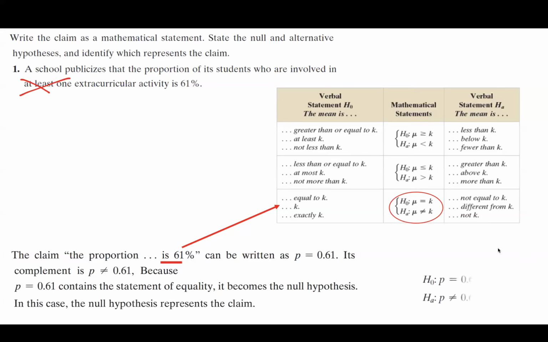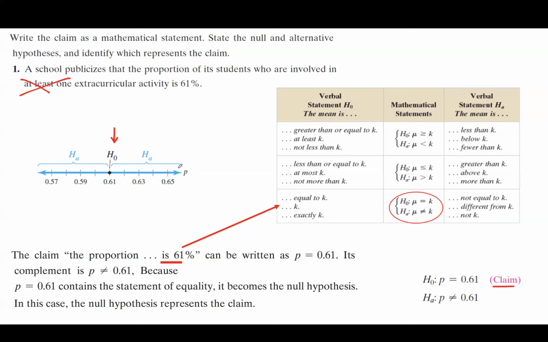Take a look. Null hypothesis says, hey, the proportion is 61%, and this is your claim. Alternative says, hey, the proportion is not 61%. We can visualize this as well. Null hypothesis, which is located exactly at 61%, says the proportion is 61%. The alternative hypothesis says it's not 61%. It's either less than 61% or it's more than 61%.